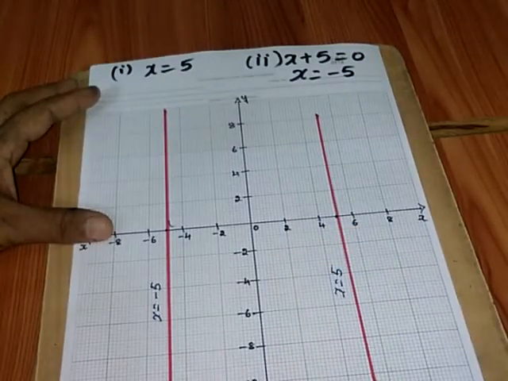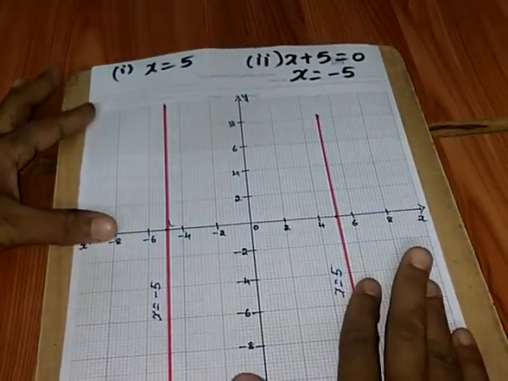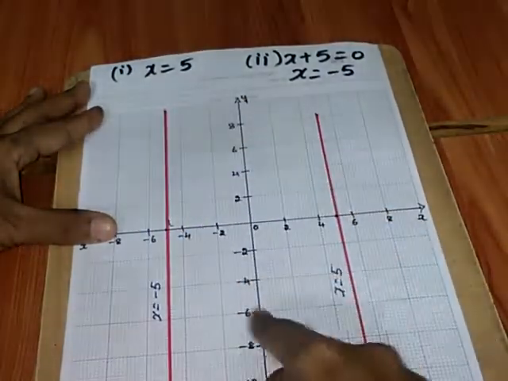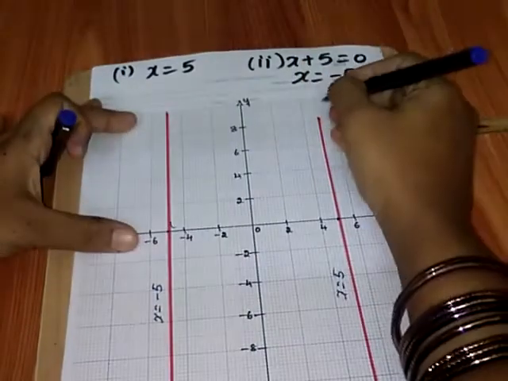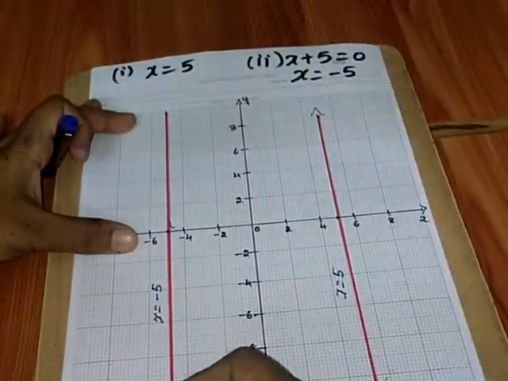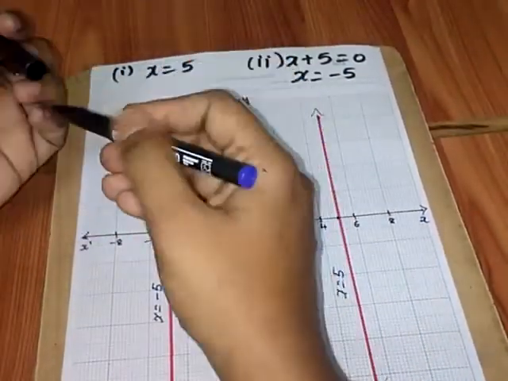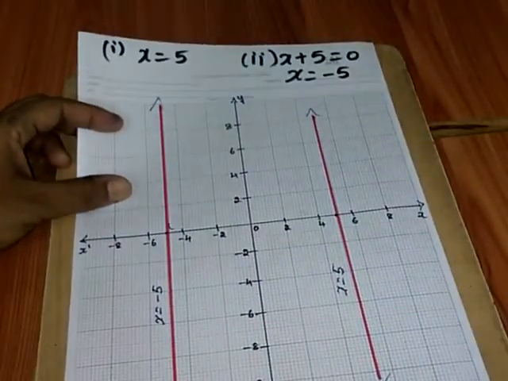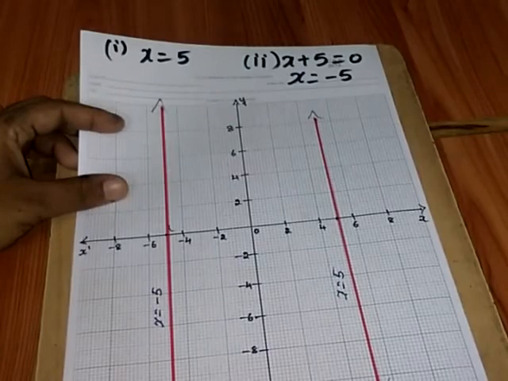And once the straight line is drawn, you can note down here, if the value of x is given, then these lines are parallel to the y-axis. These are the lines which are parallel to the y-axis. I have solved question 1 and question 2 on one graph sheet. Let me move on to question 3 and question 4.